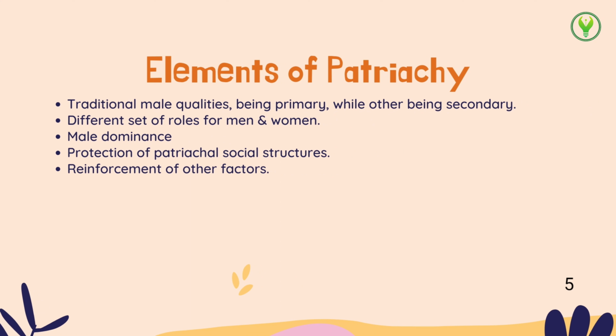Elements of patriarchy include traditional male qualities being primary while others are secondary. This means power, company, control, rationality, and extreme competitiveness are examples of traditional male qualities. There are different sets of roles for men and women, such as men will lead and women will support. Male domination means they hold important roles such as executives, politicians, public leaders. Protection of patriarchal social structures means supporting this structure by giving a befitting reply or taking action against those who criticize it. Reinforcement of other factors means patriarchy contributes to racism, homophobia, sexism and many other related terms. In this system we too contribute or participate in it unconsciously.